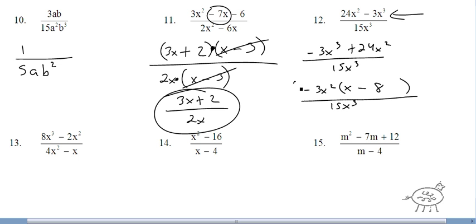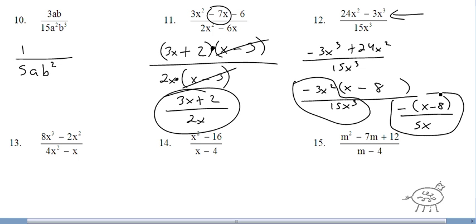And then these guys I can cancel out, right? So that's going to be negative parenthesis x minus 8, because the 3x squared cancels out and you just wind up getting 5x. So that's your answer. Negative parenthesis x minus 8 over 5x. Not bad. Okay, the next one, I'm going to, again, is it in descending order? And it is.